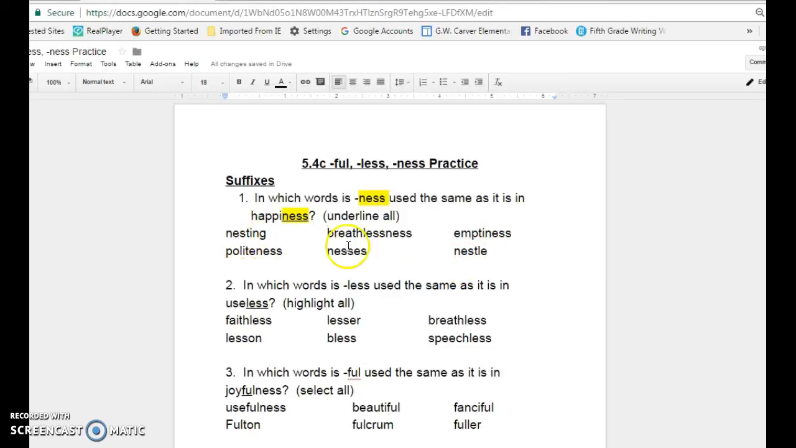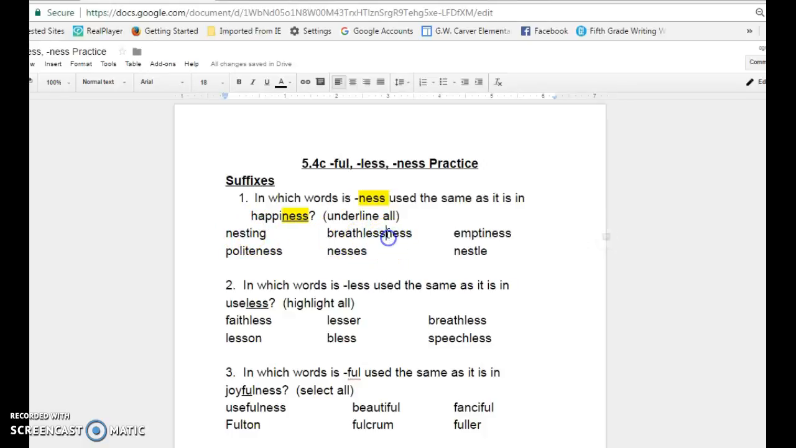Now, there are words that have more than one suffix, so you have to be careful. For example, here, breathlessness. Both less and ness are suffixes. So you could actually have it in the middle of a word and it is still a suffix, okay? But if it's at the beginning, like in nesting, that's not a suffix. That's at the beginning of a word, and it's actually part of the root nest, okay? So we can get rid of nesting. Does not mean a state of being ting.